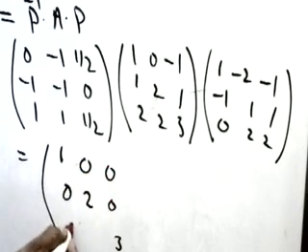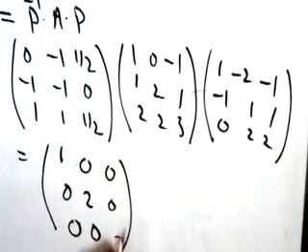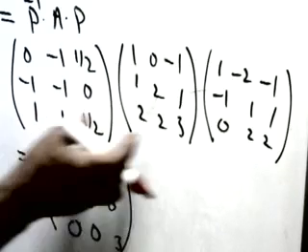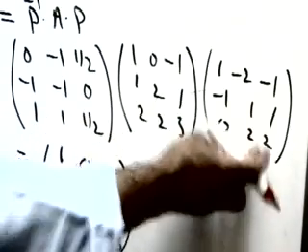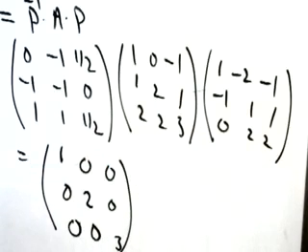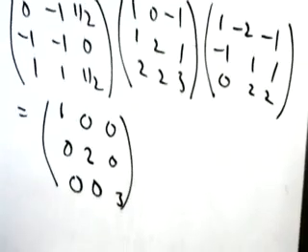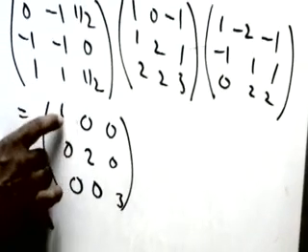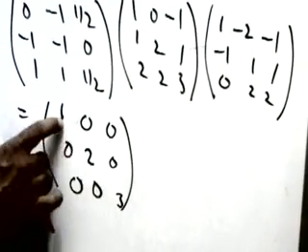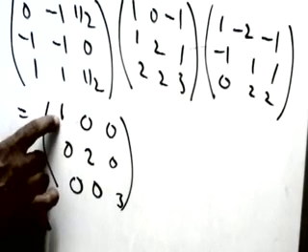The remaining numbers will be 0. This is the diagonal matrix, so no need to do everything. If you take this as matrix A, this as matrix B, this as matrix C in the calculator, and multiply them, you'll get the answer like this. You will get the eigenvalues here.